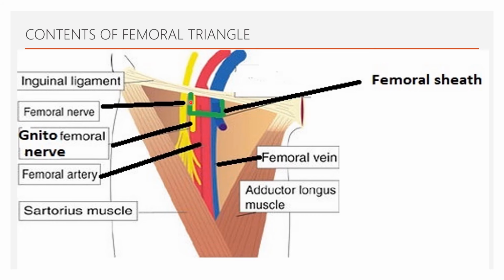The upper few centimeters of the femoral artery and femoral vein are covered by the femoral sheath. And in the lateral wall of the femoral sheath, there is the genitofemoral nerve. It is also a branch of the lumbar plexus. Another nerve is present on the lateralmost side of the femoral triangle, that is the lateral cutaneous nerve of thigh, which is not seen in this picture. Along with that, there are deep inguinal lymph nodes, loose areolar tissue, and fat.